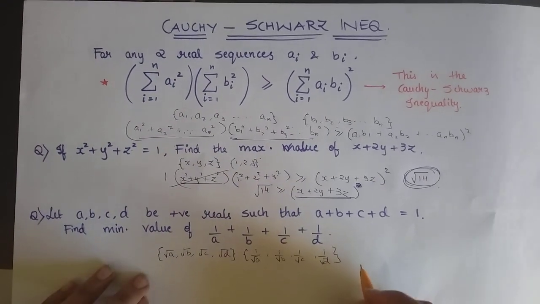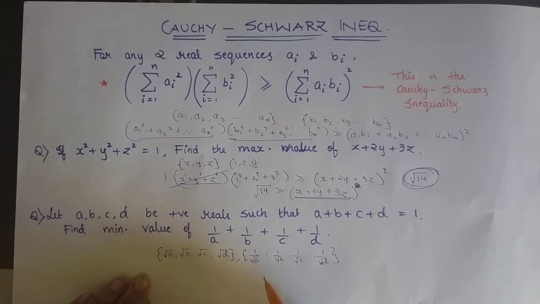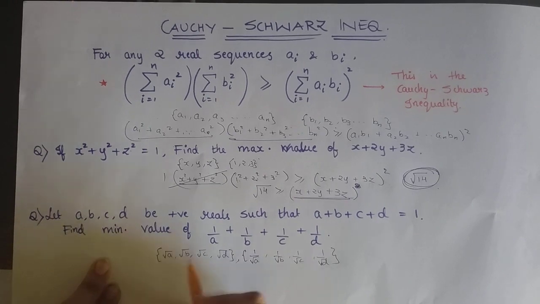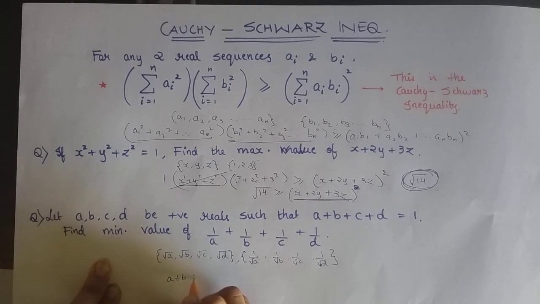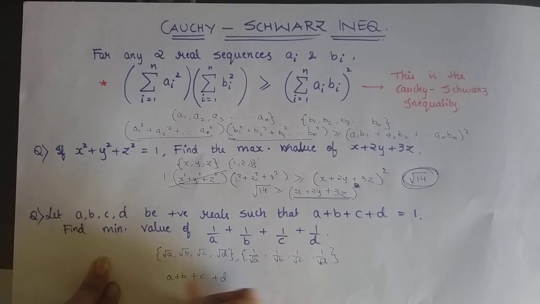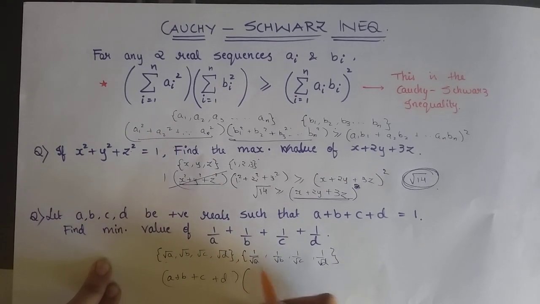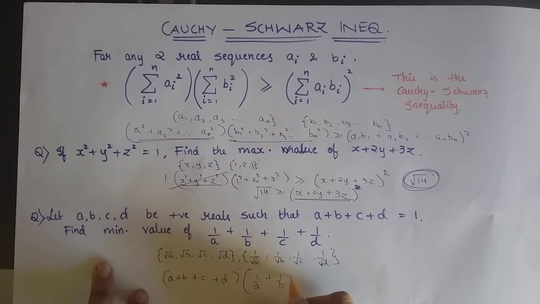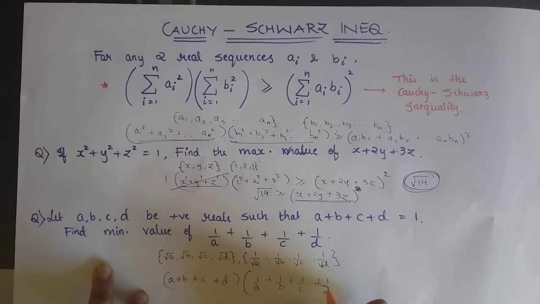So if I do this way, now I have got two sets. Now let's apply the Cauchy Schwarz inequality. So root a square, that is a plus b plus c plus d, after I square them, and times this square, that was equivalent to this part. Now this square is 1 by root a square, that is 1 by a, plus similarly 1 by b plus 1 by c plus 1 by d, right?